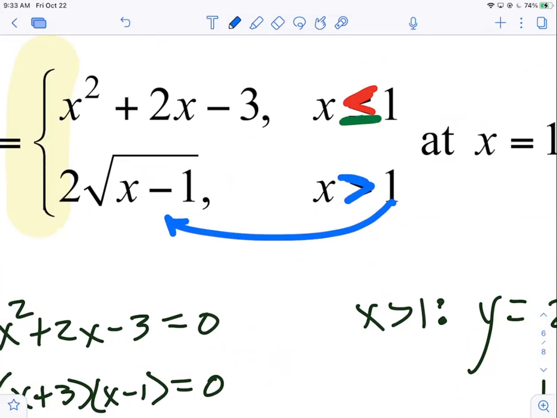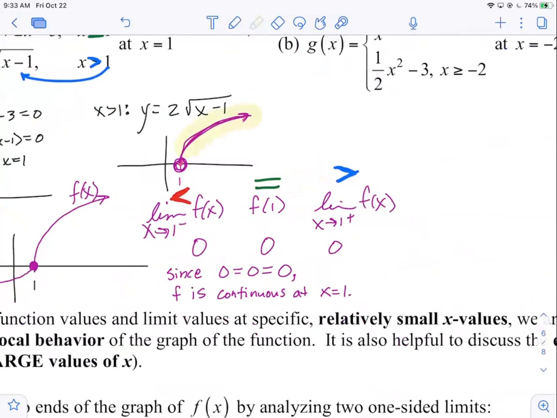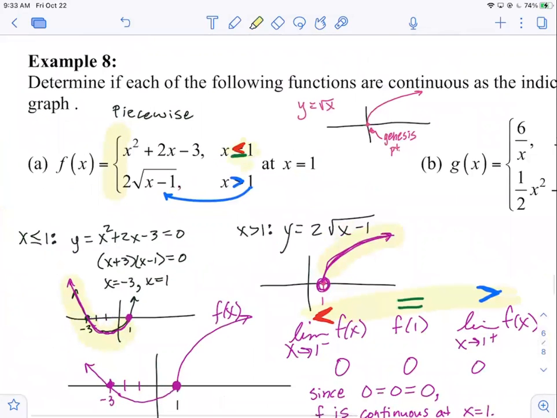1 minus 1 is 0. The square root of 0 is 0. 0 times 2 is 0. Now we have all three of our values without the graph. Okay? That is something else. And we know why it works. It works because that's exactly what we did when we sketched the graph. We just don't need all those other y values. We're only interested in the ones at 1, right? Does that make sense? So let's try it out now.